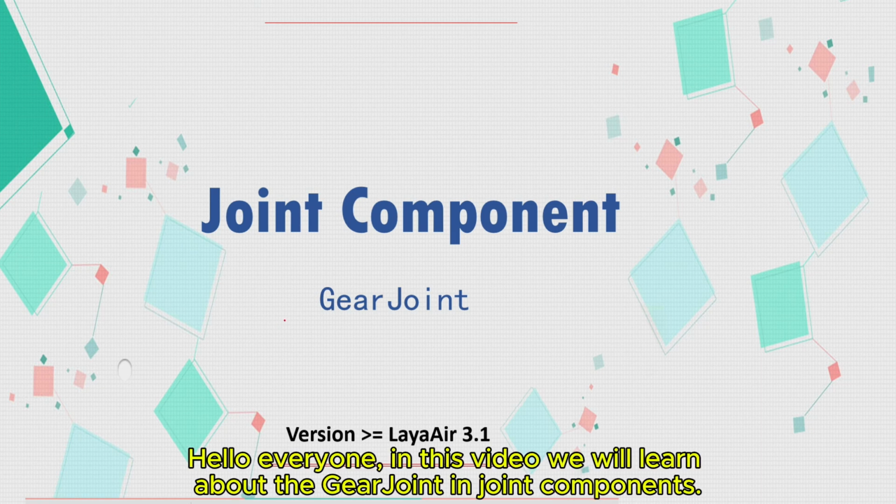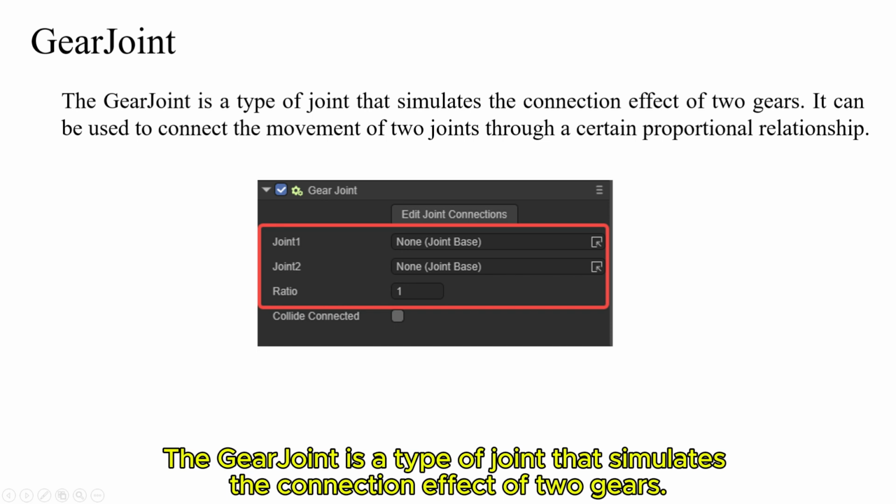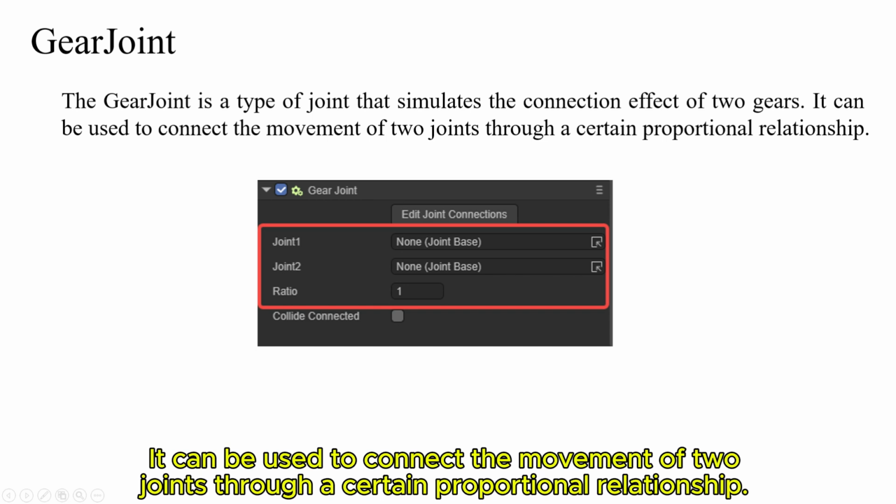Hello everyone, in this video we will learn about the gear joint and joint components. The gear joint is a type of joint that simulates the connection effect of two gears. It can be used to connect the movement of two joints through a certain proportional relationship.